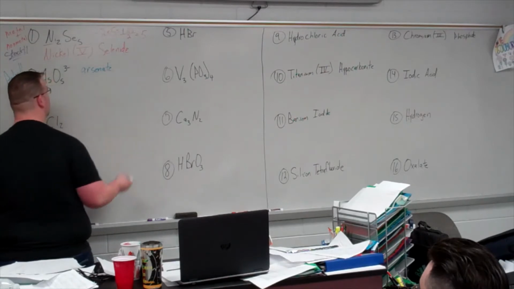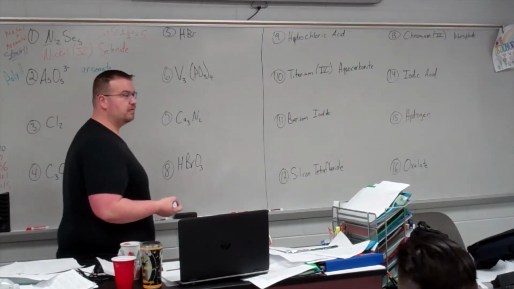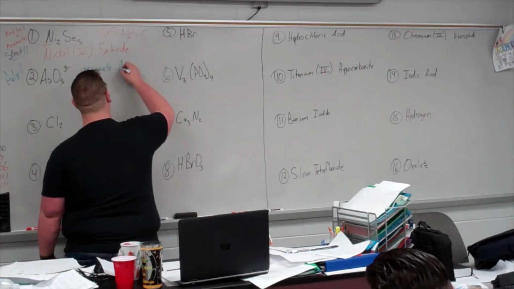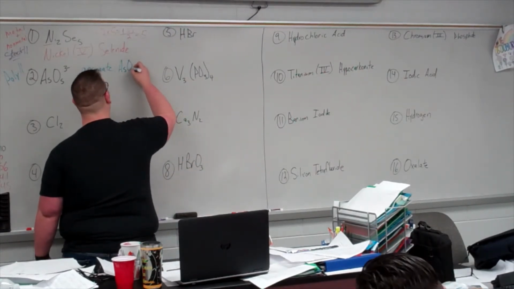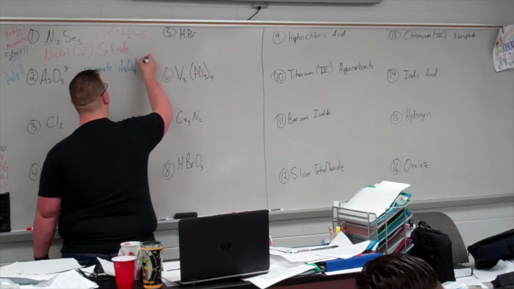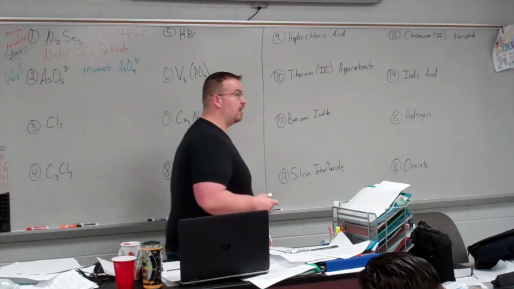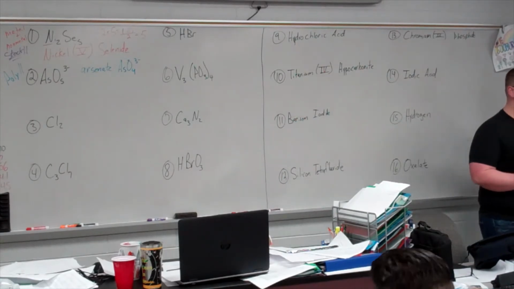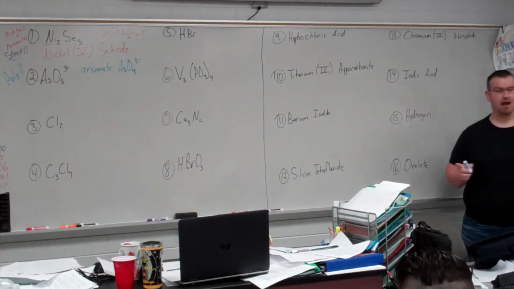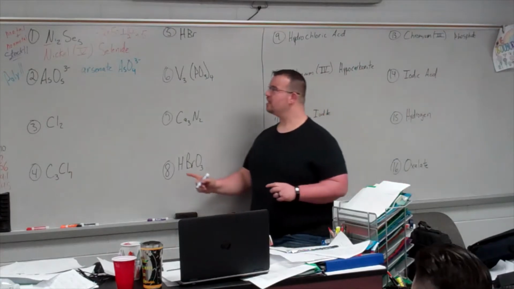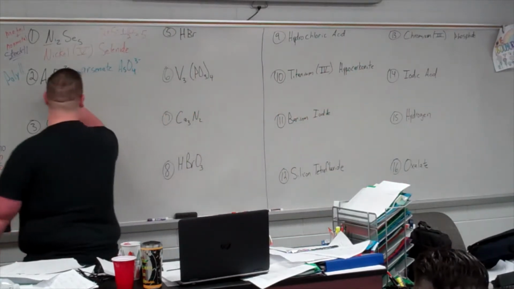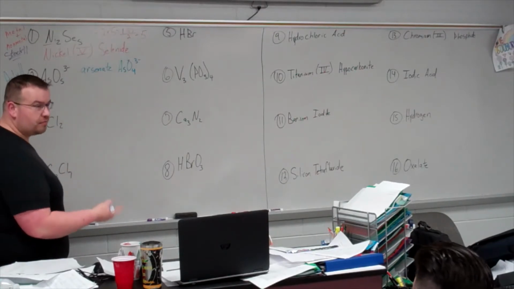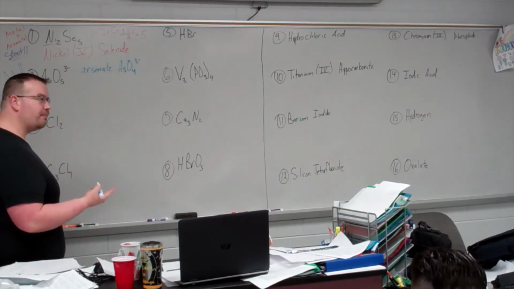Arsenate is a chemical symbol because I memorized it. AsO4 3 negative. Now I make comparisons. If you go back to your oxyanion rules, the comparison is in terms of the oxygens. So I look here, I have 5 oxygens in this one and 4 in this one. So I've added an oxygen to the root ion, which means I add a prefix.